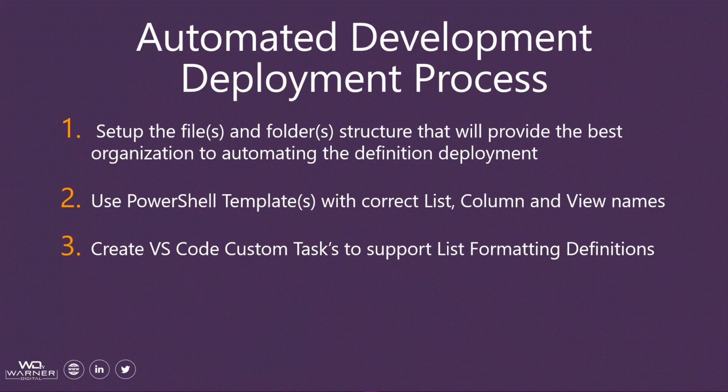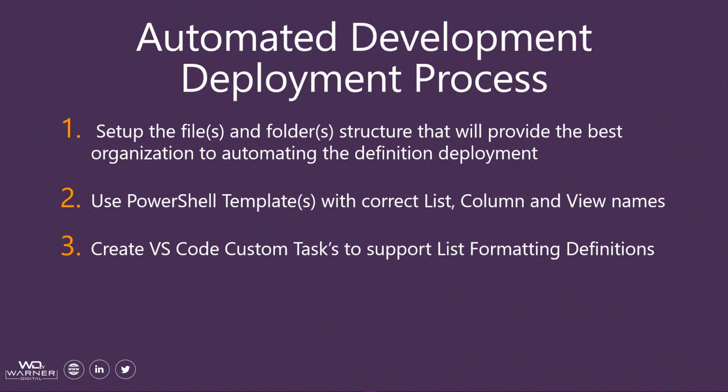So over the course of this video series, we're going to look at an automated development deployment process that we can use. First thing we're going to look at is how we can set up our files and folder structure that will provide the best organization to automating the definition deployment out to our SharePoint columns and lists. We're going to see how we can use PowerShell templates that are scoped directly to the right list, column, and view names, so we ensure that they're actually being deployed to the correct places. And then we're going to see how to create Visual Studio Code custom tasks to support the deployment of those list formatting definitions.